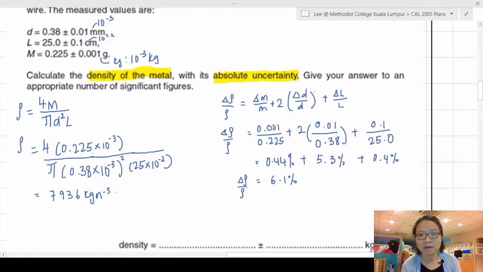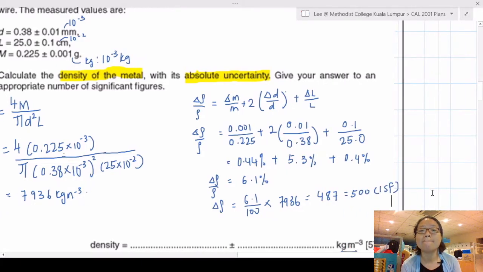So totaling this up, I'll get 6.1, and I'll just take 6.1%, multiply by the actual value of density, 7936, and whatever number I get, like 487, I need to write in 1SF, which is 500. Must write 1SF. Okay, you write 489, I'm very happy. I'll minus 1 mark.